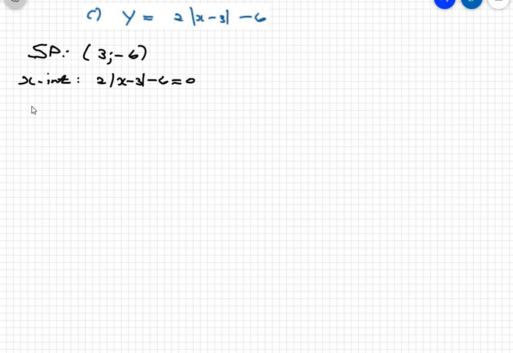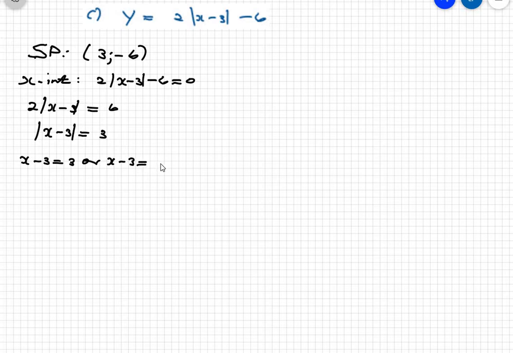And when we did it, we said you must isolate the absolute value. So you must get it alone. And then you're going to have the absolute value of x minus 3 is 3. And then we said if you remove the two arms, you say 3 there, or you say minus 3. So x is going to be 6, or x is going to be 0. Okay, and then we just need the y-intercept. If I make x 0 now there, I'm going to get negative 3.